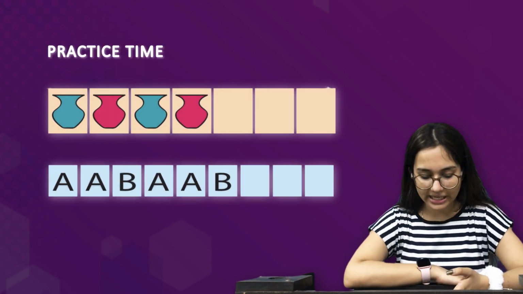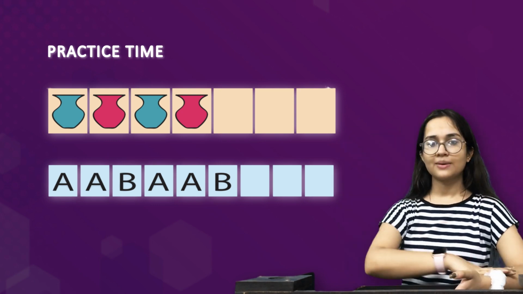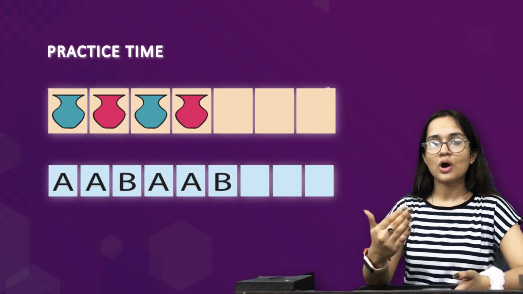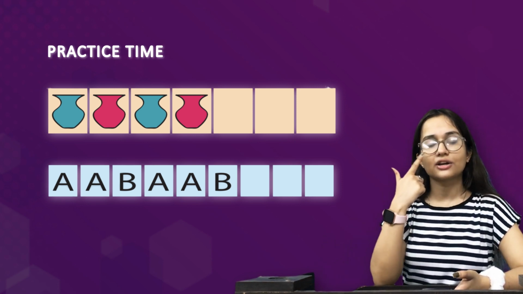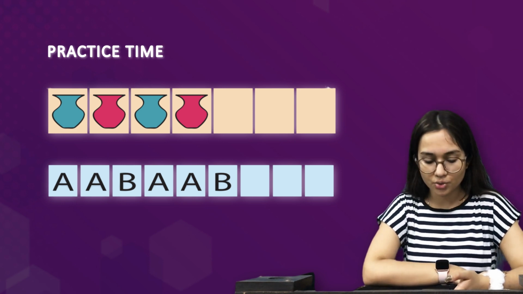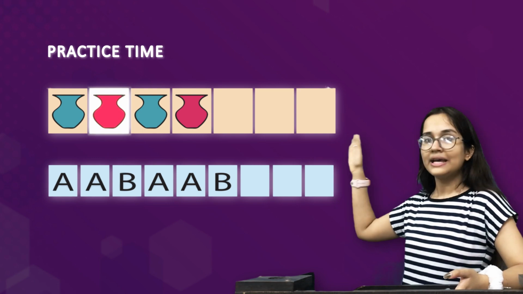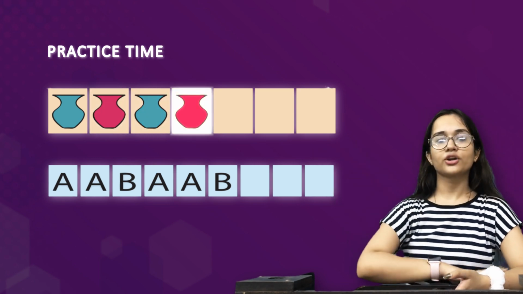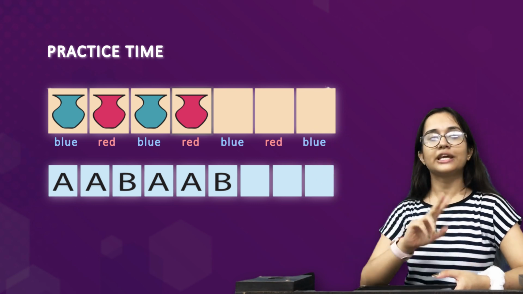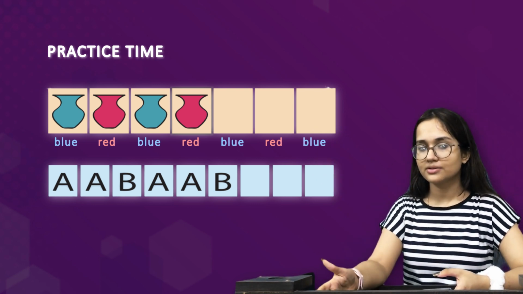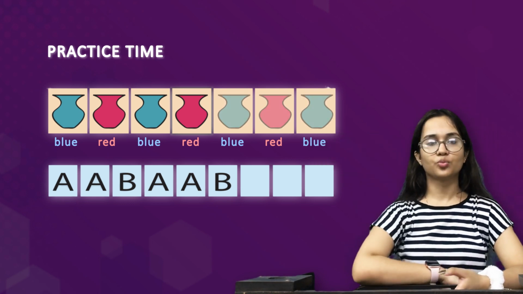Then we have practice time. In practice time we have many questions. I'll help you do any 2 of them so that you are able to know how to answer these questions, and the other 4 you need to do on your own so that the concept of patterns is clear to you. The first one is, first we have a blue pot, then a red, then a blue pot again and a red pot again. So the rule here is one blue pot and one red pot, they are following a pattern. After the ending we have the red pot, so the next will be a blue pot again.